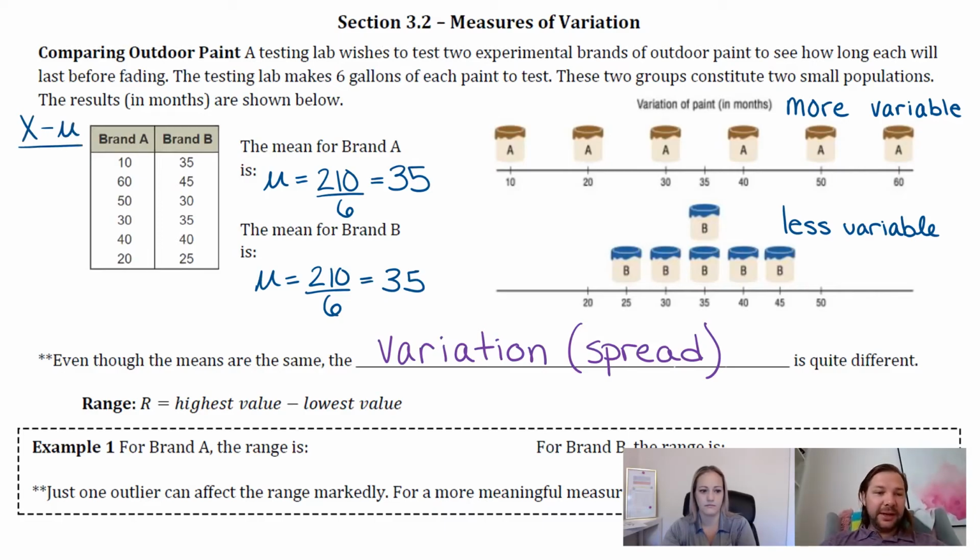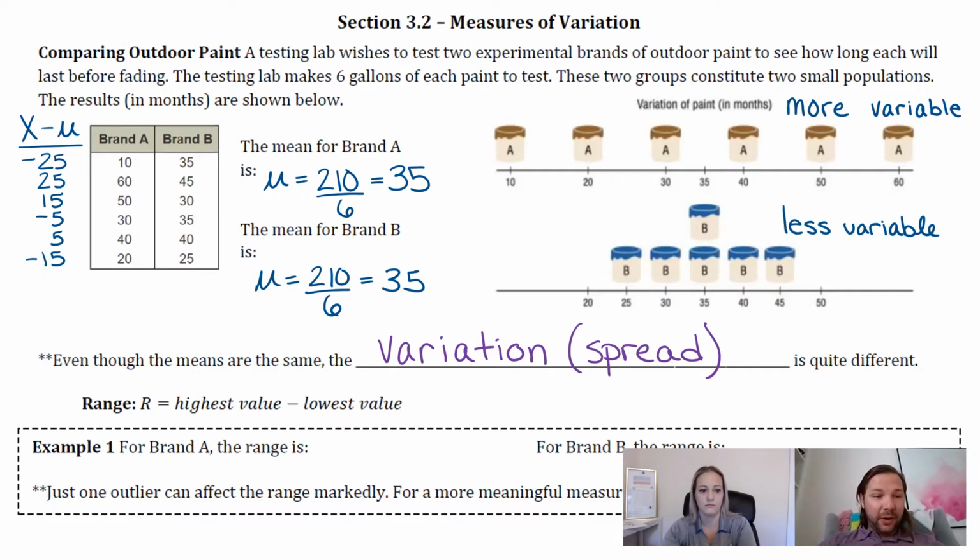So in brand A, if you take 10 minus the mean, which is 35, you're going to get negative 25. So that would be that point right there. 60 minus 35 is going to be positive 25. And then 50 minus 35 is 15. 30 minus 35 is negative 5. 40 minus 35 is 5. And then 20 minus 35 is negative 15.